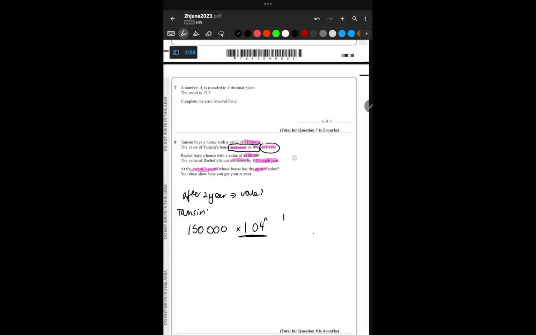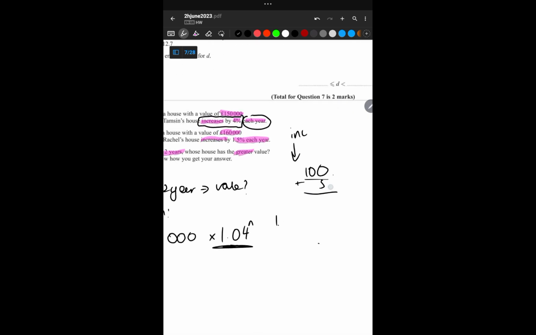If it says increases, then you add to 100, let's say by 5% each year. 100 plus 5, because you're increasing the 100% by 5%, or you're increasing the 100% by 6%. That's why you do that, and then you divide by 100.